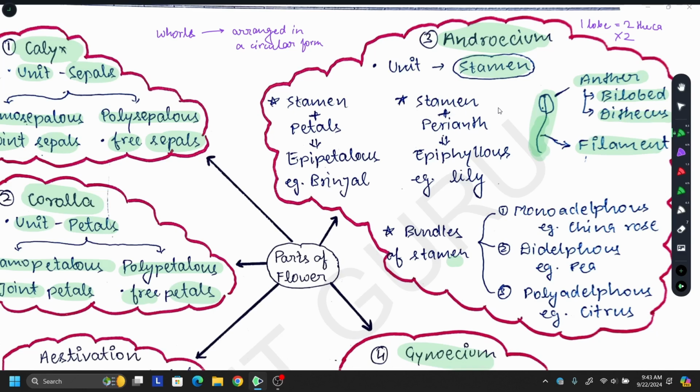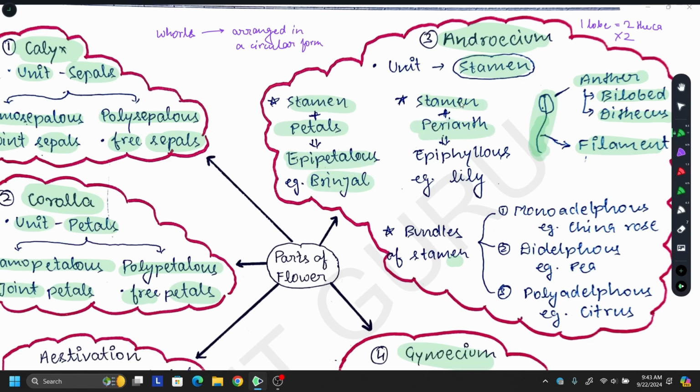Now, if stamen is joined to a petal, then it is called epipetalous condition, and it is seen in brinjal. If stamen is joined to perianth, what is perianth? When calyx and corolla, that is sepals and petals, are fused, we together call them perianth.